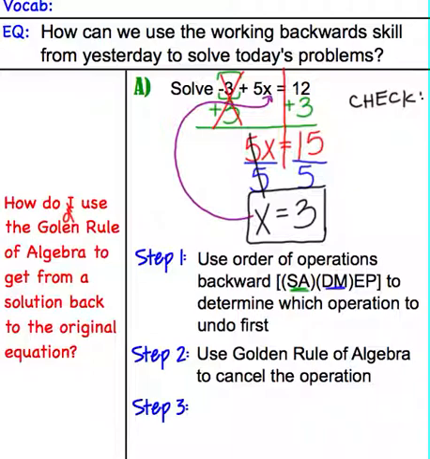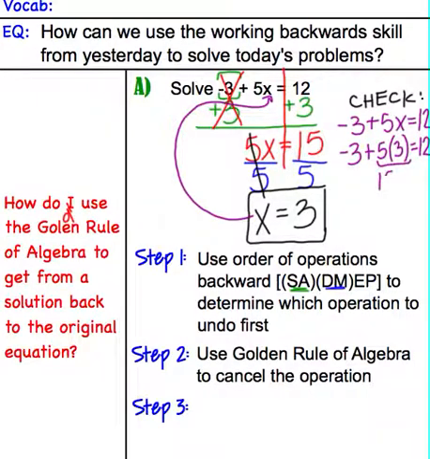My first step on my check is to rewrite the original equation of -3 plus 5x equal to 12. Then I'm going to go back to what we did 2 days ago and substitute in: -3 plus 5 times 3 equal to 12. And then order of operations: 5 times 3 is 15. So I have 15 plus -3 equal to 12. And when I do that, I get that 12 is equal to 12. So check, I'm done. I know I have a correct equation.